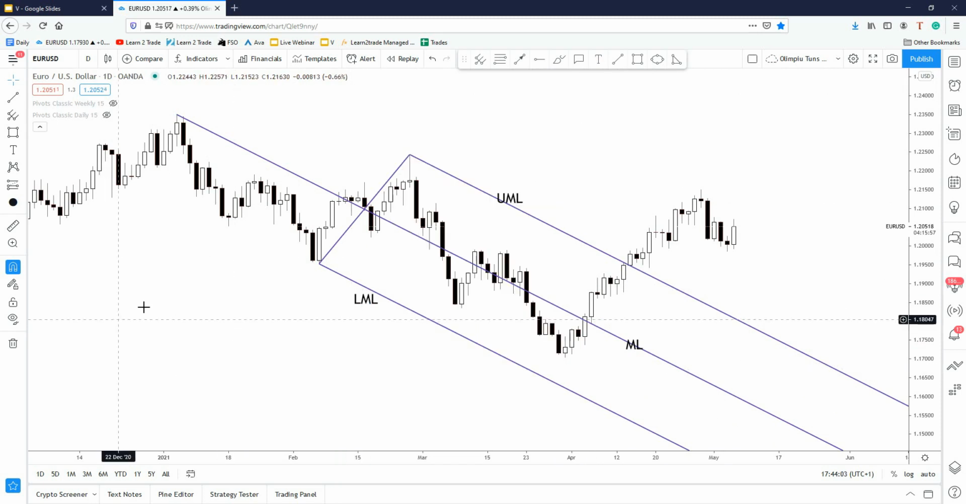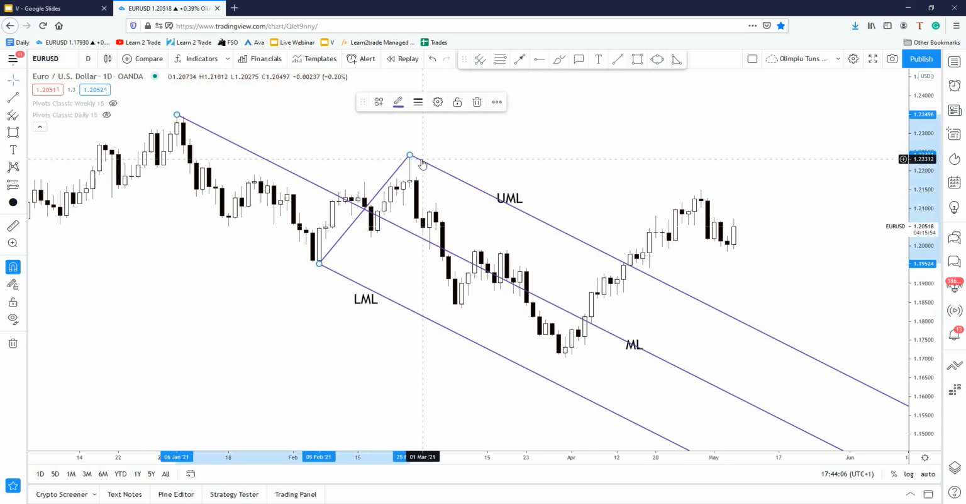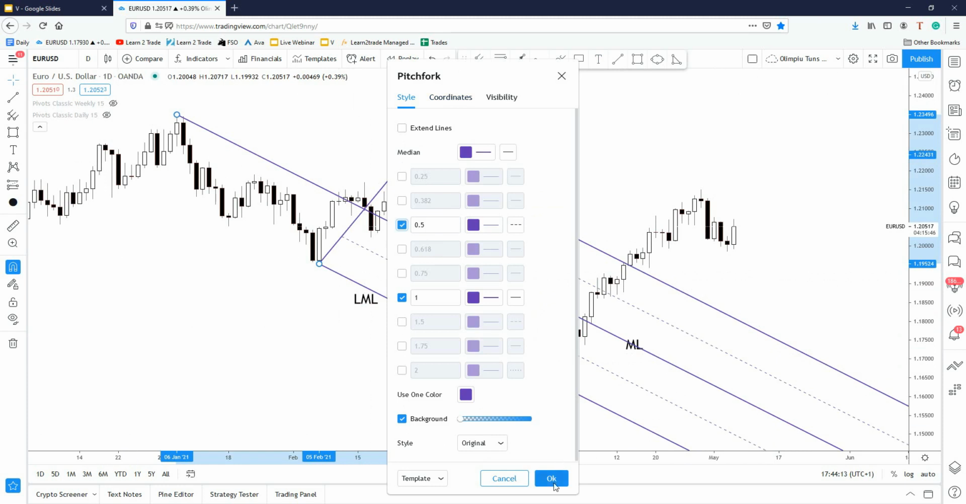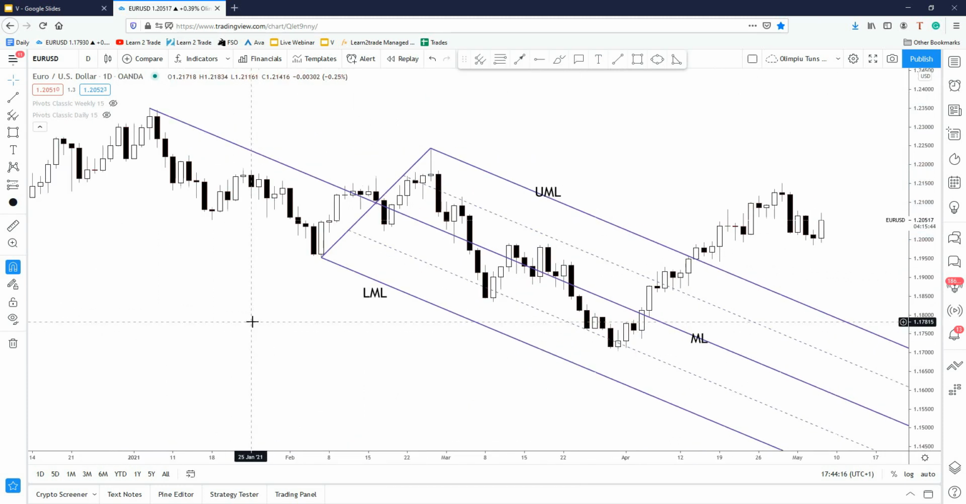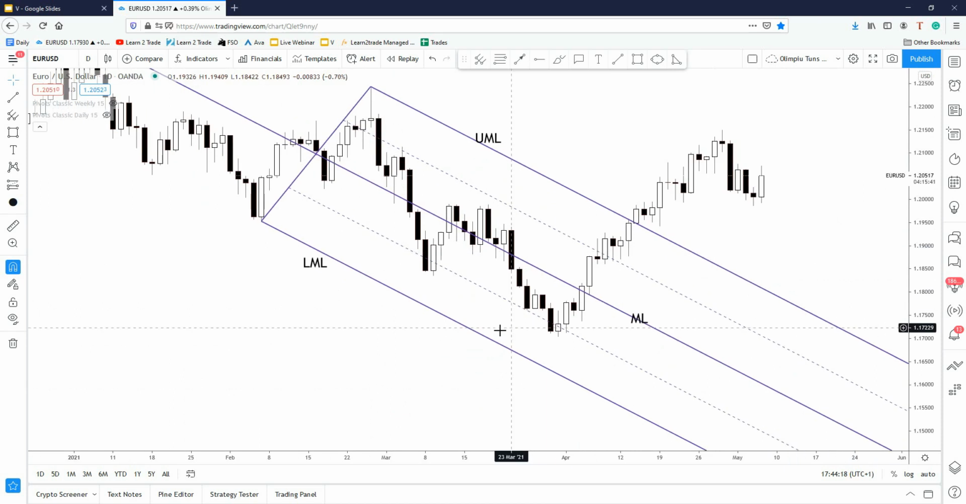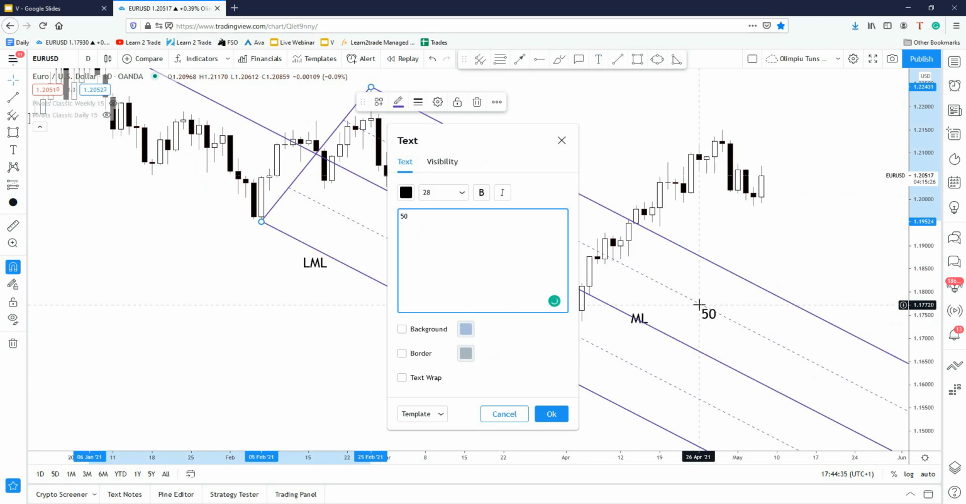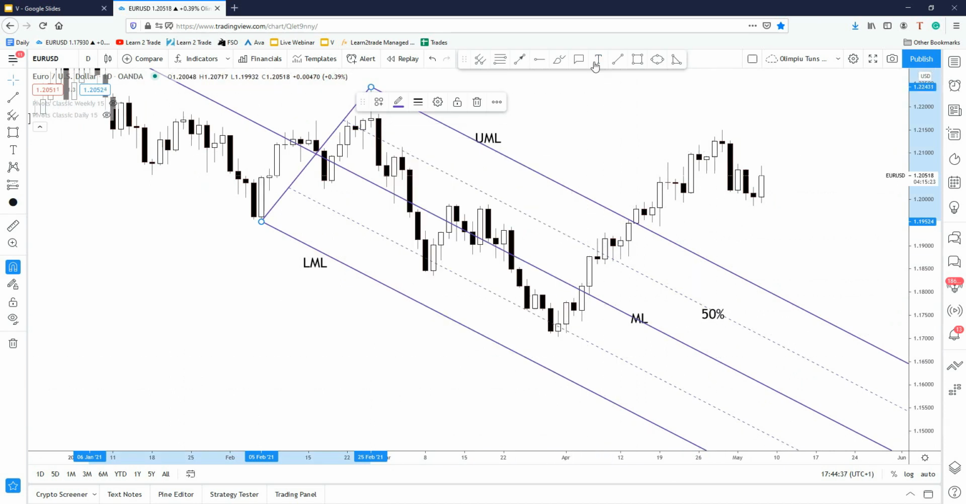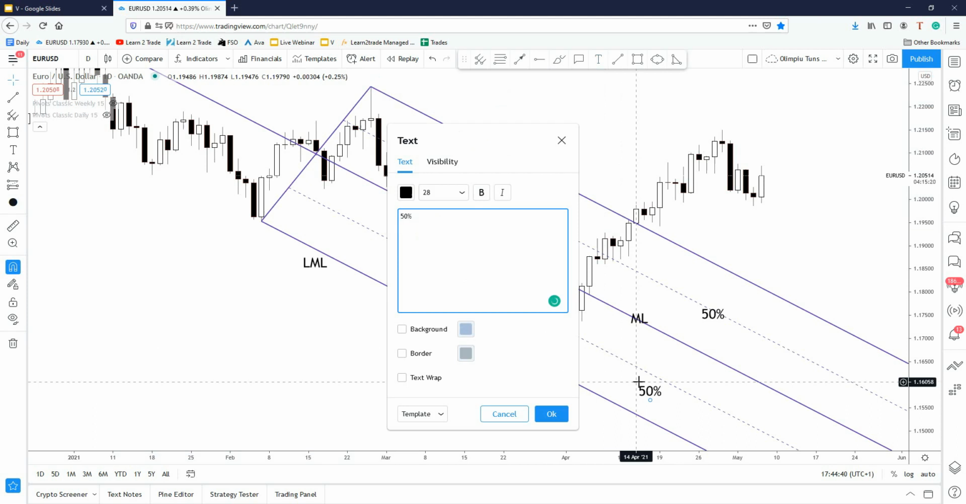Okay, so now I want to use inside sliding lines, and I will use 50% Fibonacci lines at the half of the distance between the lower medium line and the medium line, and the upside 50% Fibonacci line, it is drawn at the half of the distance between the upper medium line and the medium line. So here we have the 50% Fibonacci line, and the downside 50% Fibonacci line here.